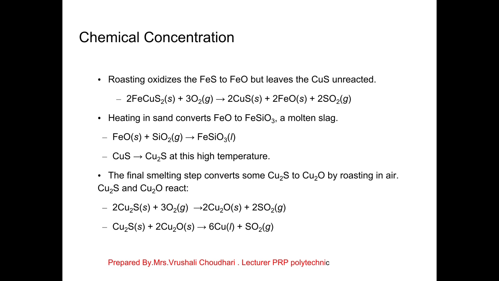Then during the final smelting process, cuprous sulfide is converted to cuprous oxide by roasting in air, and these both react to form copper. Cuprous sulfide and cuprous oxide react with each other at high temperature and are converted into copper metal, and sulfur dioxide is converted into the gaseous state. It gets removed in the smelting process.